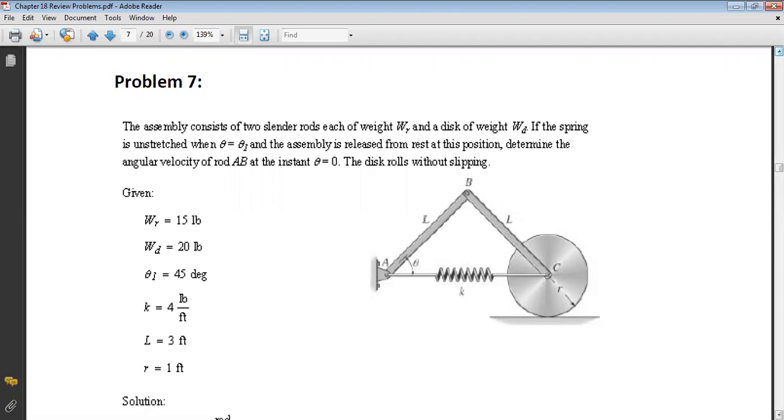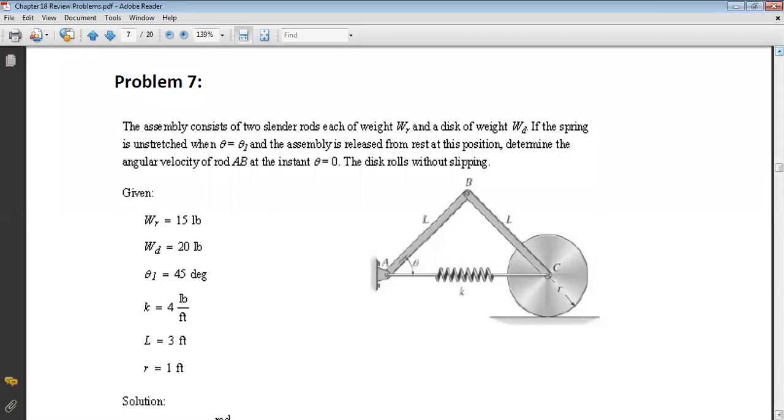So here we have a system consisting of two rods, each of weight WR, and a disk of weight WD. If the spring is unstretched when theta is equal to theta 1, equal to 45 degrees, and the system is released from rest at this position, determine the angular velocity of the rod at the instant theta becomes equal to 0. The disk is rolling without slip.